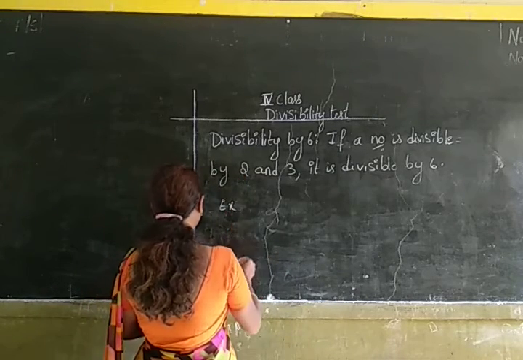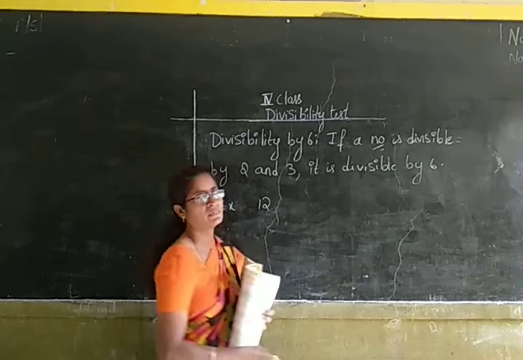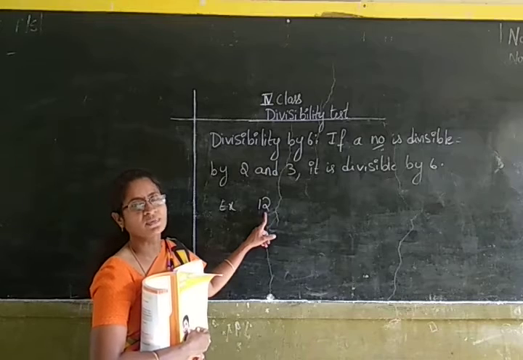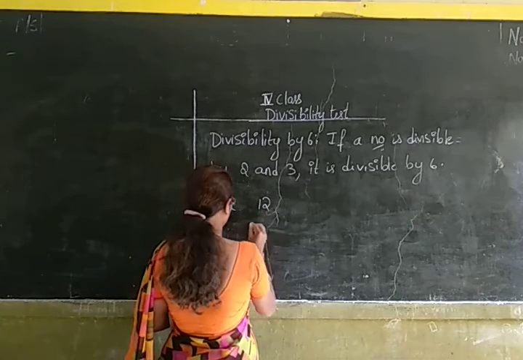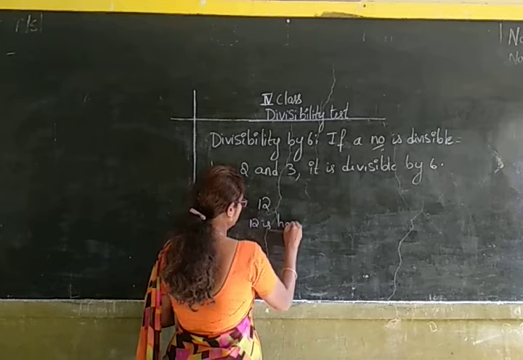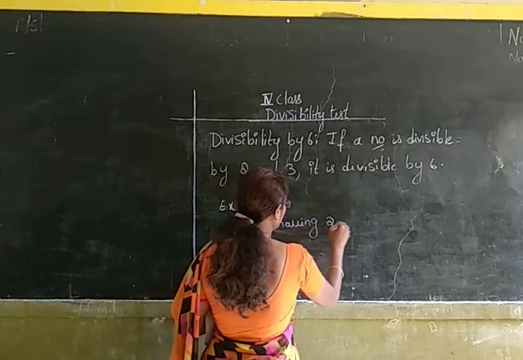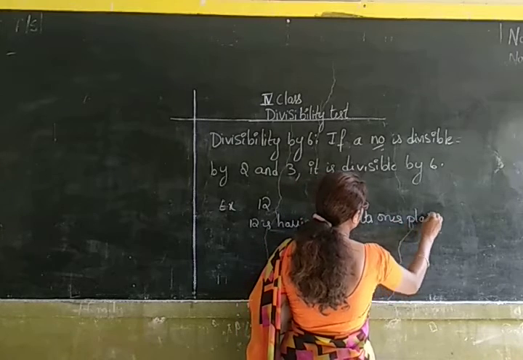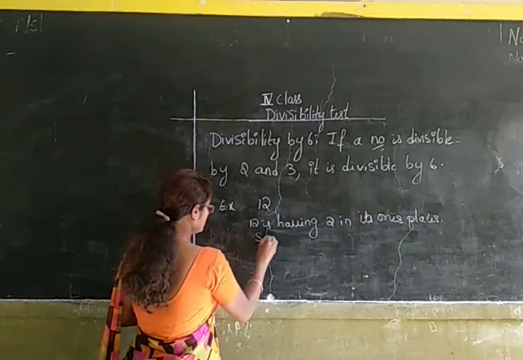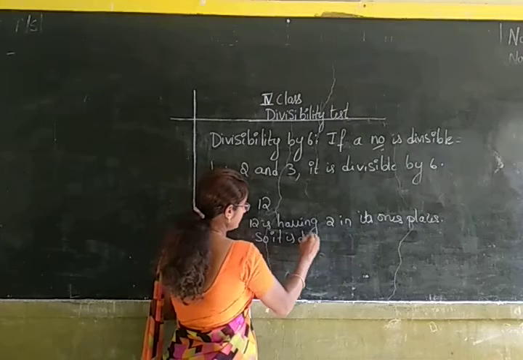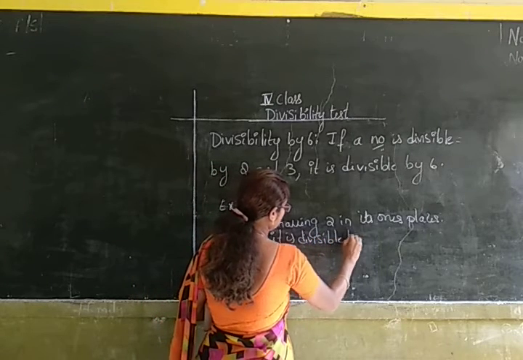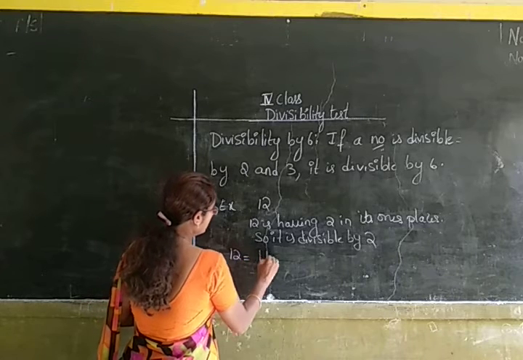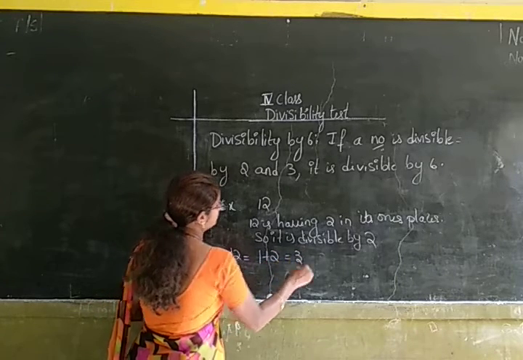Let us take the number 12. If that number 12 is having 2 in its ones place, so this number is divisible by 2. 12 is having 2 in its ones place, so it is divisible by 2. Okay, children. Similarly, 12 is equal to 1 plus 2, which is equal to 3.